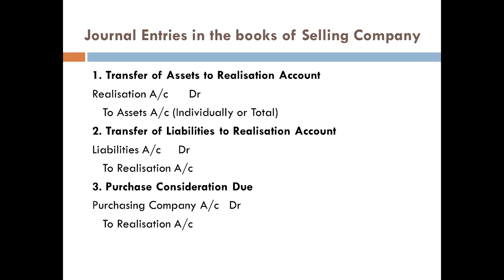So the first and foremost thing as far as amalgamation journal entries in the books of the selling company is that we need to create a realization account. The first journal entry is to transfer the assets, the second journal entry is to transfer the liabilities, then the third one is to make the purchase consideration due. Easy? So this is how we go forward with the journal entries as far as the selling company is concerned.